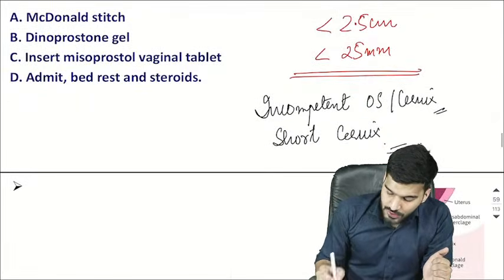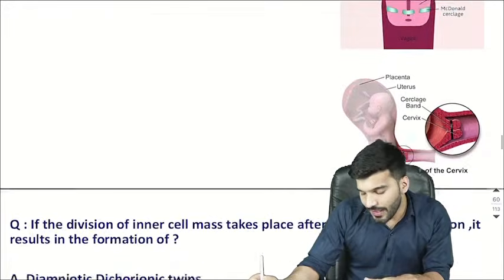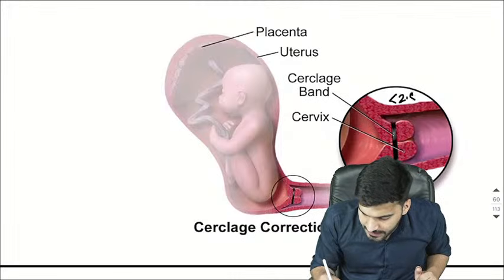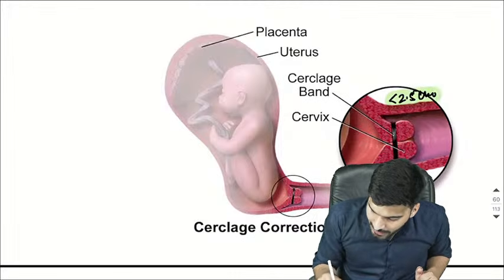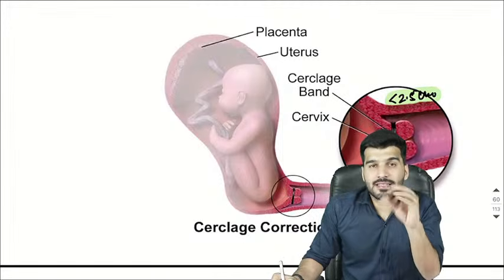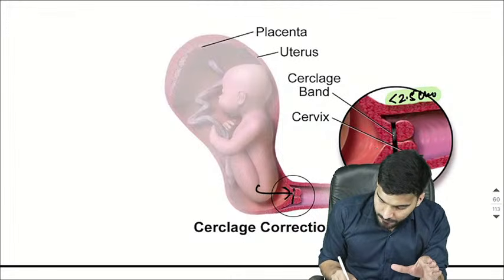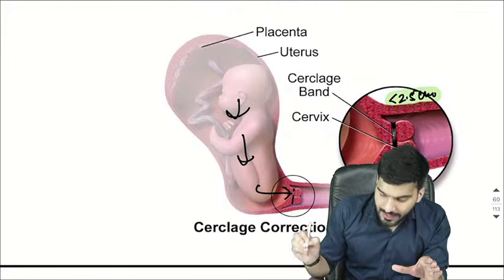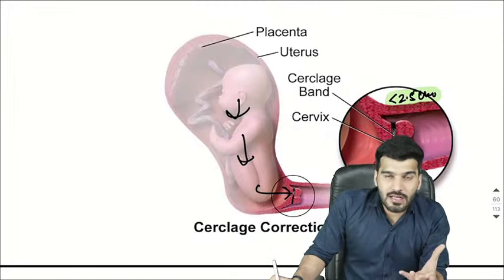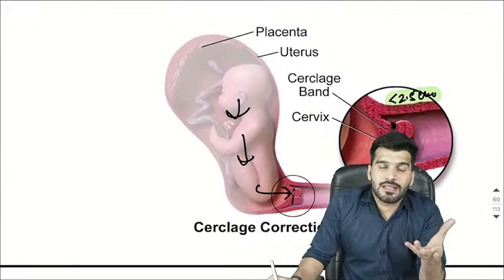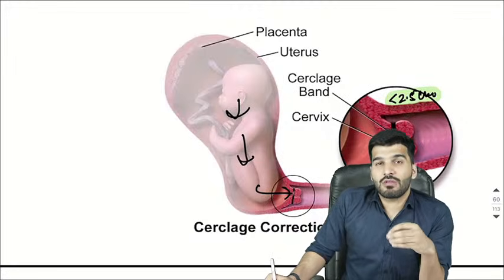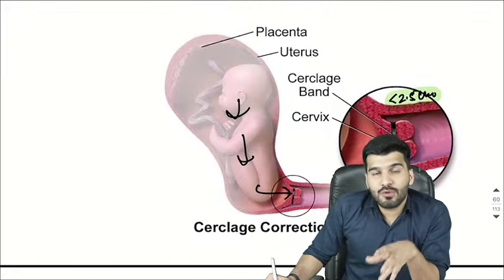So what will be the management for incompetent os or short cervix? Usually the cervix is around 4 to 5 centimeter, but if it is less than 2.5 centimeter, what will happen? There will be a painless dilatation of the cervix. Due to this painless dilatation there will be a prolapse of membranes, followed by the expulsion of the fetus. Got it? Once there is an expulsion of the fetus around 16, 18 or 20 weeks, it will predispose to abortion. Or if the cervix has a painless dilatation around 32 to 34 weeks of pregnancy, it will predispose to preterm labor as well.